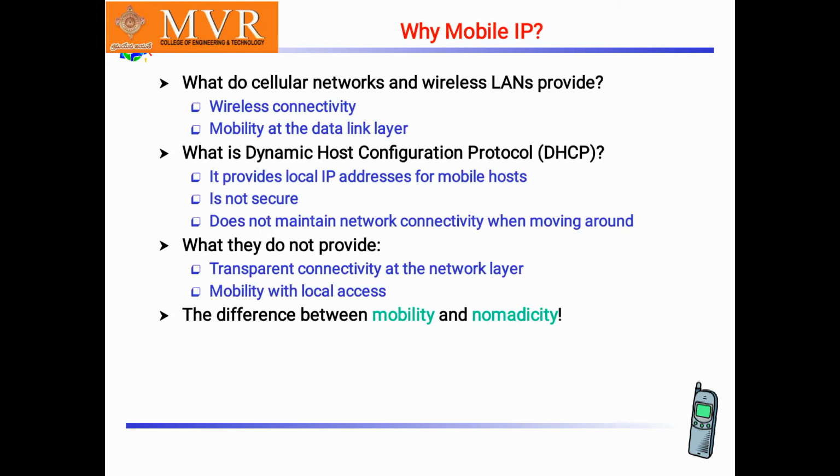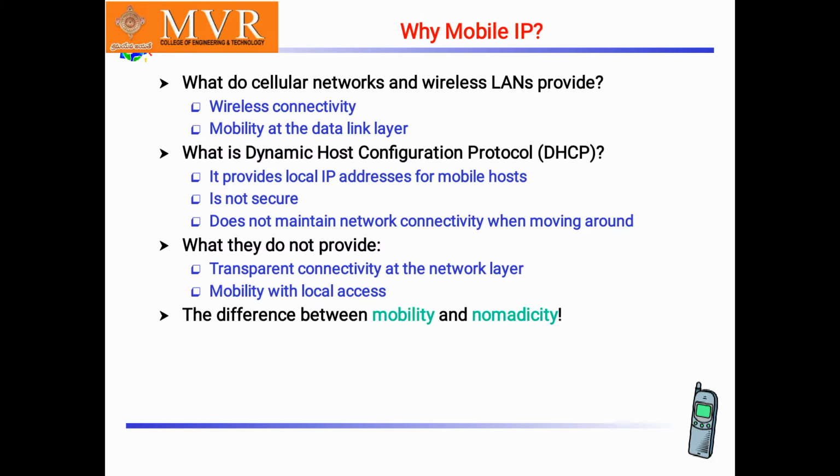Let me move on. So why mobile IP? IP means Internet Protocol. Why do we use mobile IP? It provides wireless connectivity and mobility at the data link layer, and for that purpose we mostly use mobile IP. Cellular networks and wireless LAN are provided, and it has the Dynamic Host Configuration Protocol, which provides the local IP address of mobile hosts also. But it is not secure, and it does not maintain network connectivity when moving around.